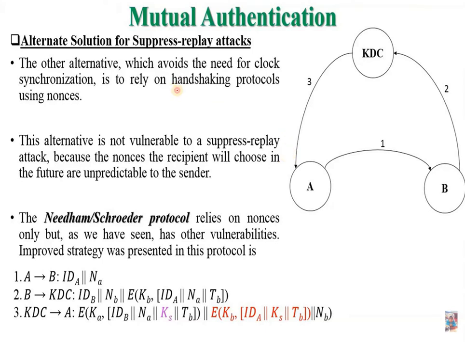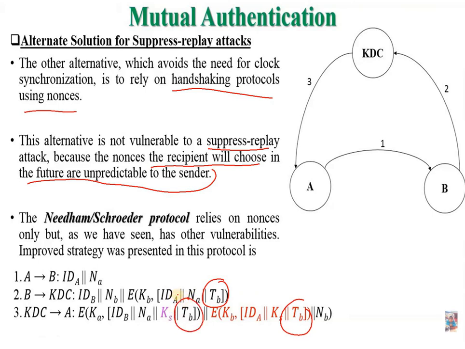Again we go for the handshaking protocol, to avoid this replay attack. This alternative is not vulnerable to a suppressed replay attack, because the nonce the recipient will choose in the future is unpredictable to the sender. Already we know this: to avoid the replay attack, we need to add the timestamp in step 2 and step 3. You can see here, timestamps are added in step 2 and step 3 so that we can avoid the replay attack.